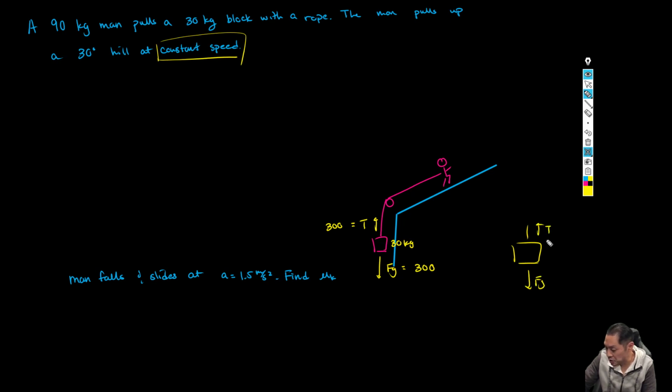Sum of all forces in just the block is T plus Fg. Since this is equal to 0, T plus 300 will equal 0. So if you move it to the other side, T is just equal and opposite to whatever Fg is. In this case, I left it positive, so T will be negative. But if I made this negative, then T will become positive. So it's up to you.